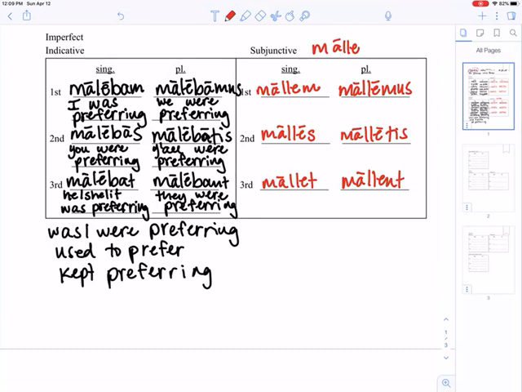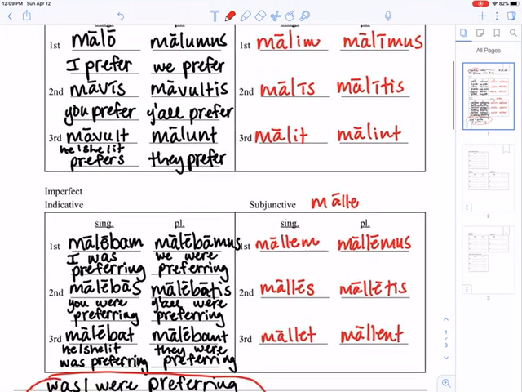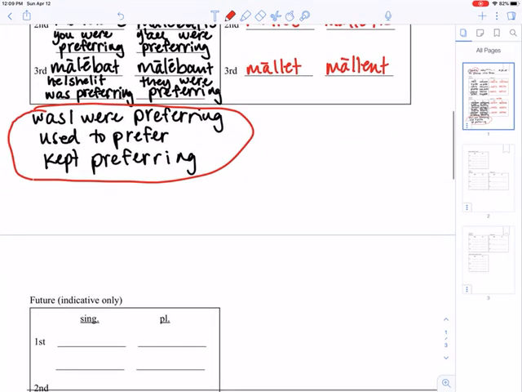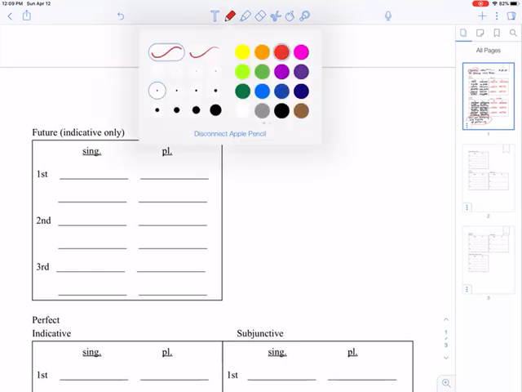So there's our imperfects. And again, you can use any of these three translations here. We haven't talked about translations with our subjunctives because it depends on how it's being used in that sentence. If it's part of indirect questions or a volitive or an optative, it could be any of those things.